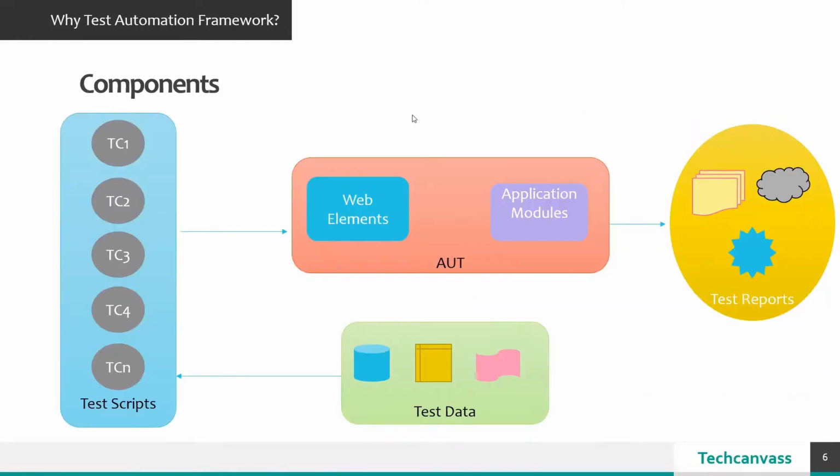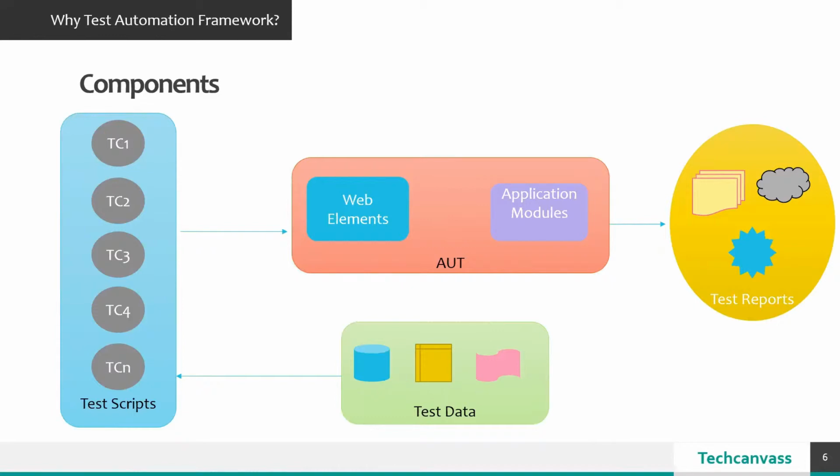Now let's understand the different components or test artifacts that are involved in test automation. Here in the diagram, we can see AUT, which is called the application under test. It may have web elements like text box, button, checkbox, drop-down, list, etc. It also has application modules, which are nothing but specific workflows like login flow, etc., according to the business needs.